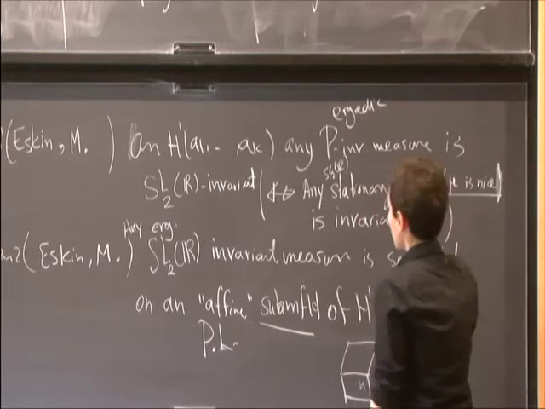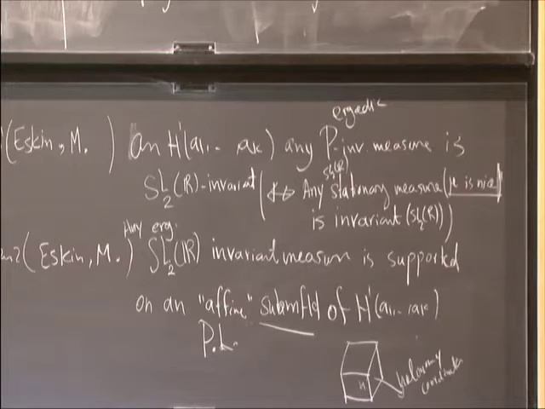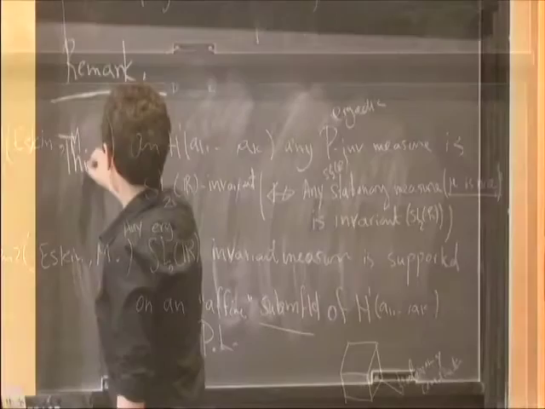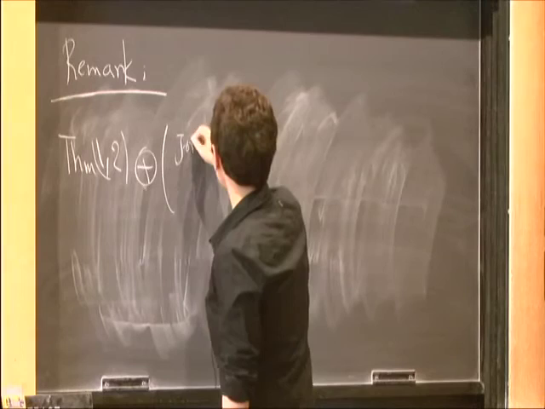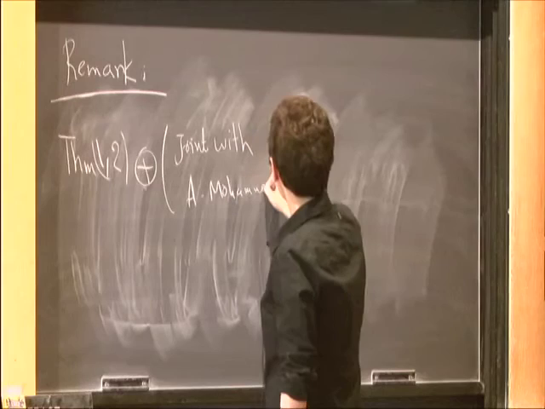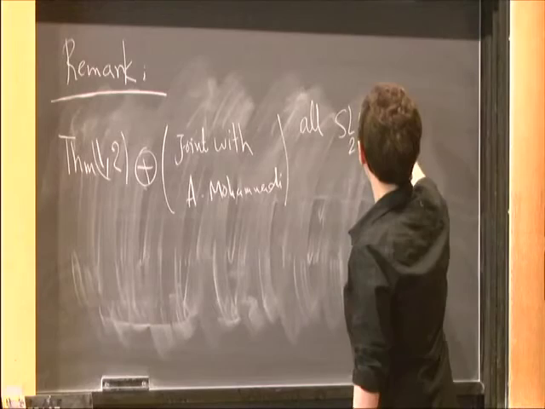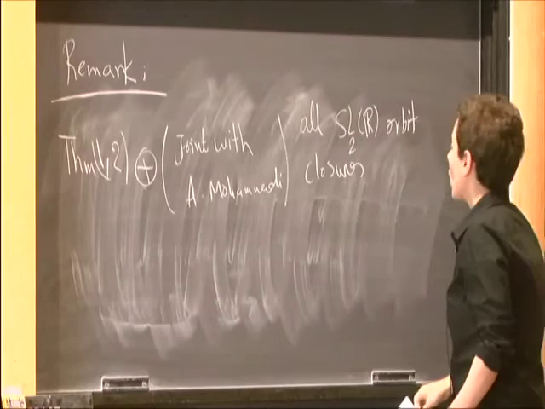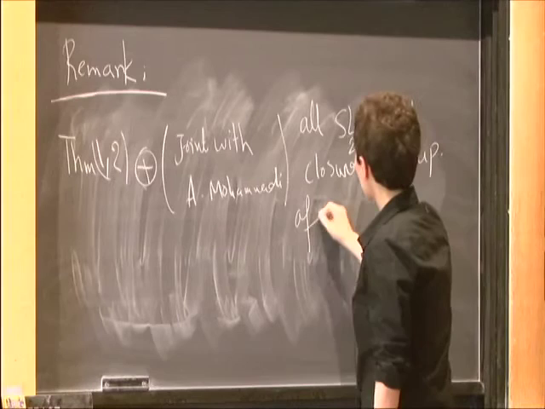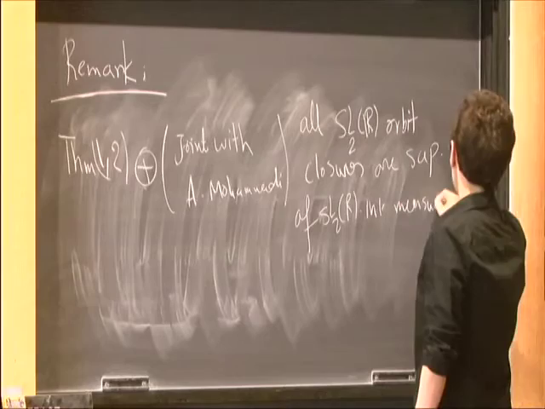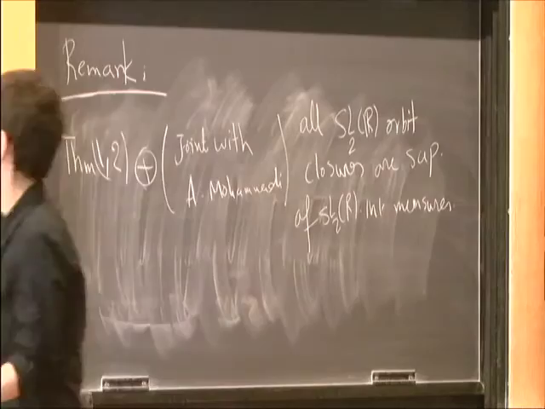So what it implies, actually, is that theorem 1 and 2, plus a result which is joint work with Amir Mohammadi, imply that all the SL2R orbit closures are basically supports of SL2R invariant measures. And therefore, they are all piecewise linear subsets of your H1(a1, ..., ak).